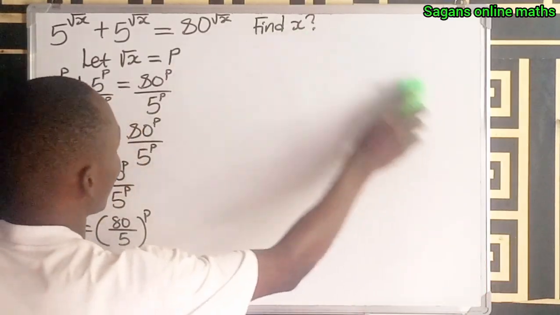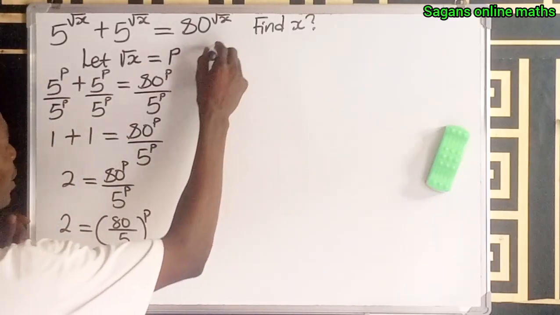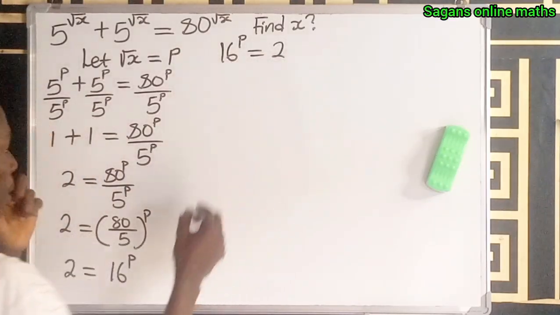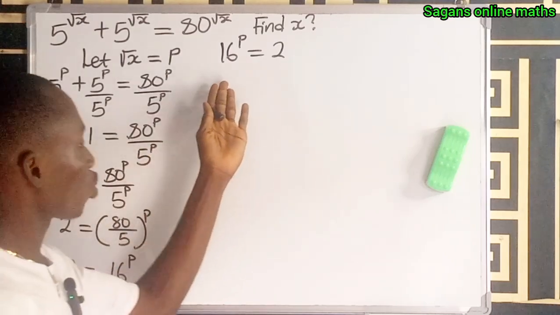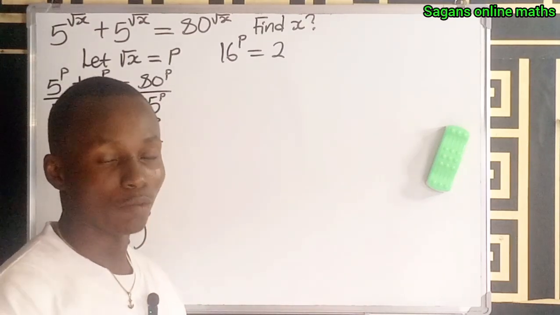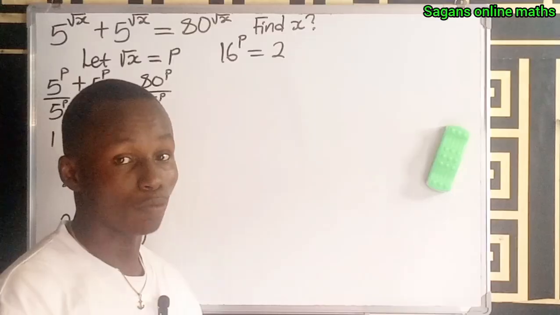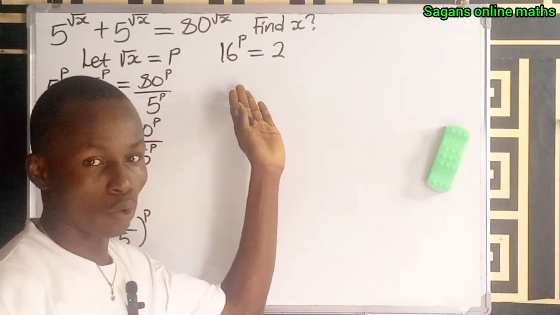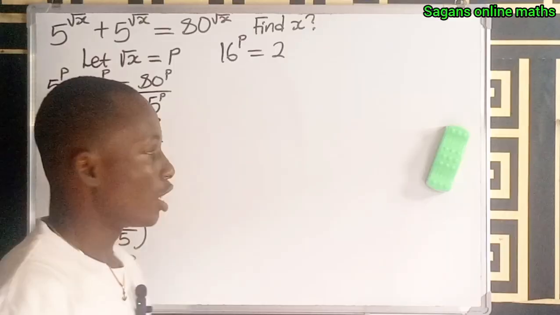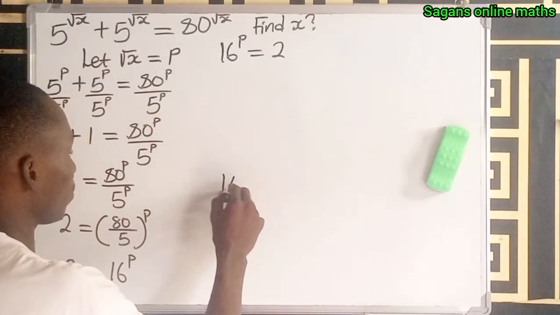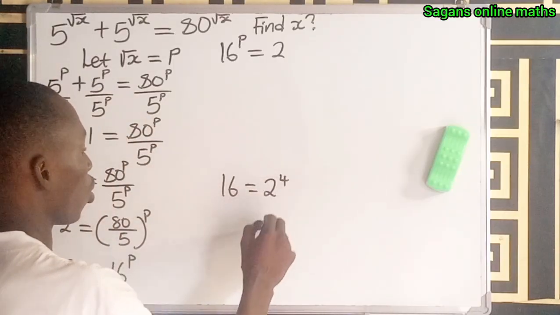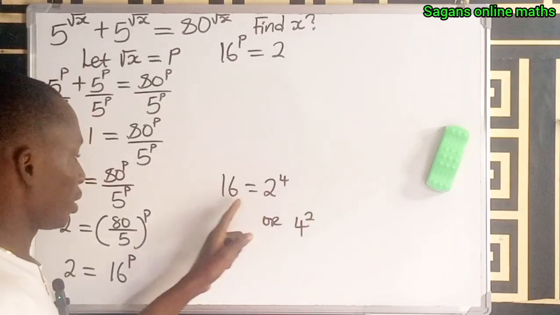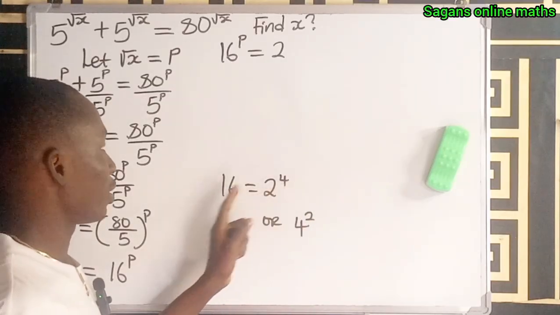Now at this point, we can also write this as 16 to the power of p equals 2. At this point, we are not wrong if we decide to take the natural logarithm of both sides, or take log of both sides. But do you know that we can do something very amazing and interesting here? We can put 16 in this form. Remember that 16 simply means 2 to the power of 4 or 4 to the power of 2. 4 to the power of 2 is 16 and 2 to the power of 4 is 16.